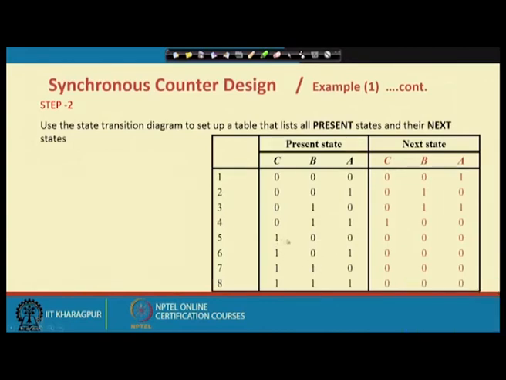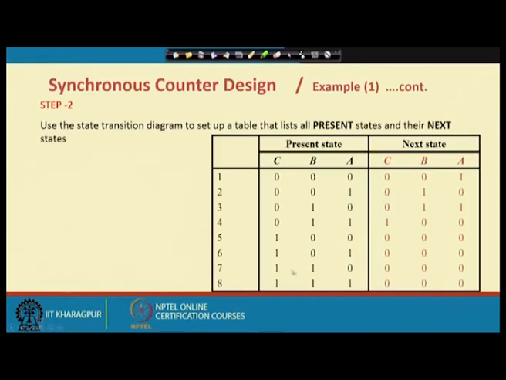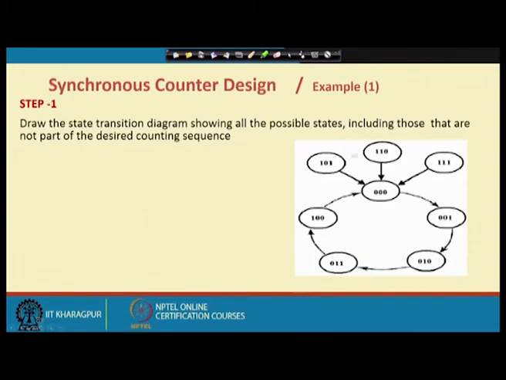So, when we reach this 1 0 0, then the next state is 0 0 0. So, from 1 0 0 the next state is 0 0 0, and for other values like 1 0 1 the next state should be 0 0 0, for 1 1 0 next state should be 0 0 0. So, this is actually capturing these 3 state transitions: 1 0 1, 1 1 0 and 1 1 1 to 0 0 0.